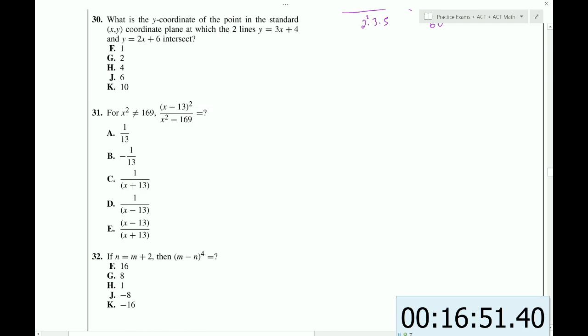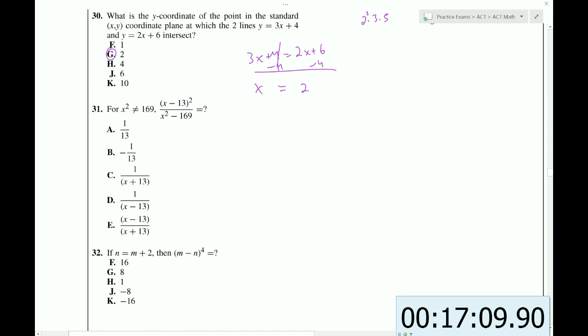What is the y-coordinate of the point in the standard xy coordinate plane at which these two lines intersect? So we set the right sides equal. Subtract 4 from both sides, and then subtract 2x to the left, and we'll be left with x equals 2. And we want the x-coordinate? No, we want the y-coordinate. See, we have to be careful about partial answers. To get the y-coordinate, we sub back in. 2 times 2 is 4, plus 6 is 10.